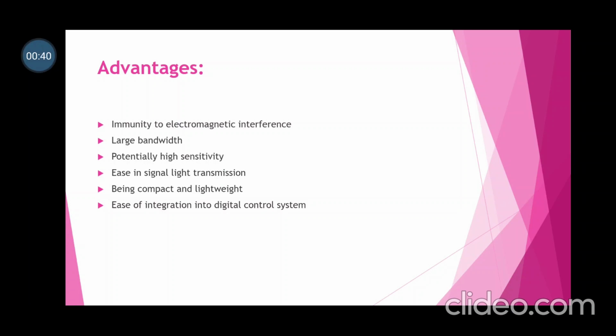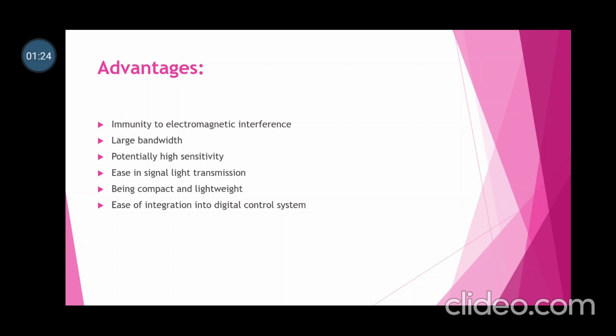Over the last 30 years, numerous current measurement systems based on optical devices have been developed. OCTs have numerous potential advantages over conventional current transformers depending on their sensor principle. Potential advantages are immunity to electromagnetic interference, large bandwidth, potentially high sensitivity, ease in signal transmission, being compact and lightweight, and ease of integration into digital control systems.